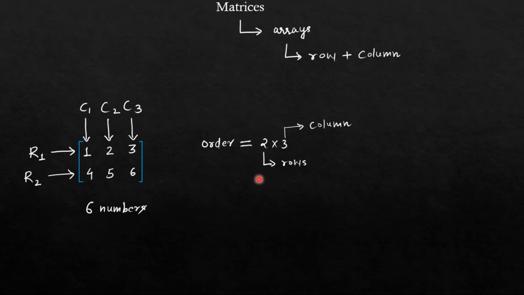Okay. Even you might have seen in software like Microsoft Word, whenever you insert a table, it will prompt you to insert the number of rows and the number of columns. That is known as the order of a matrix. Now matrices can be generally represented in the form of an m cross n matrix, where m is the number of rows and n is the number of columns.